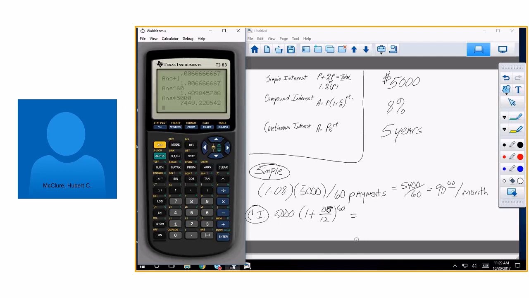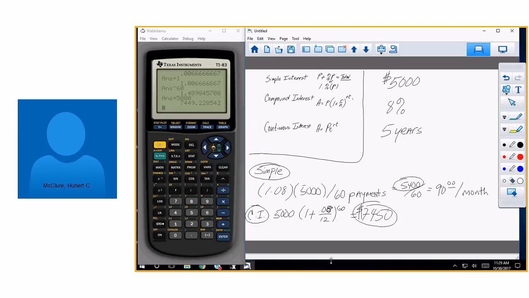So you see, simple interest and compound interest, a whole lot of difference, isn't it? 7,450. I'm not going to write all that out. Now, you see the difference?